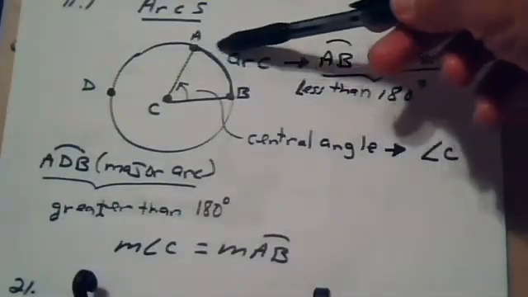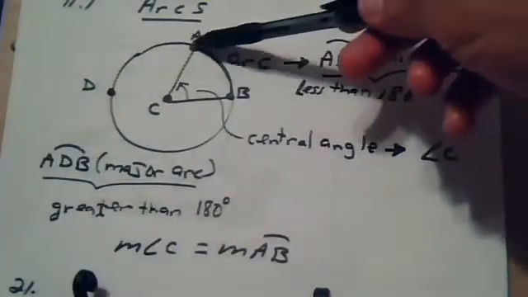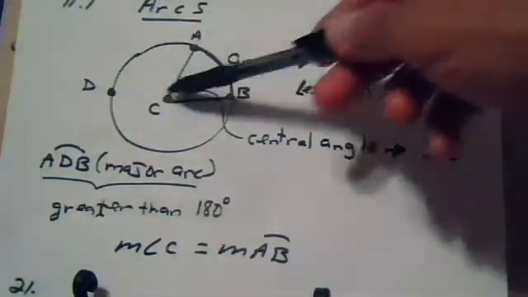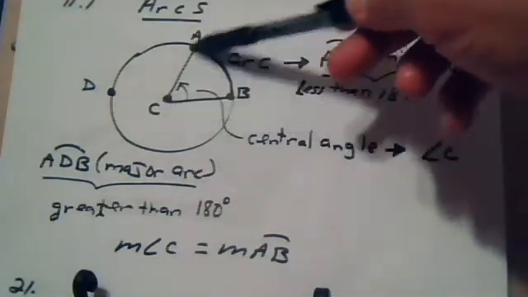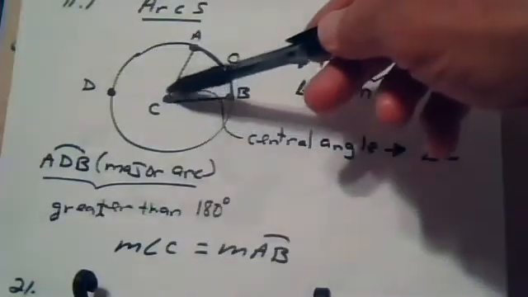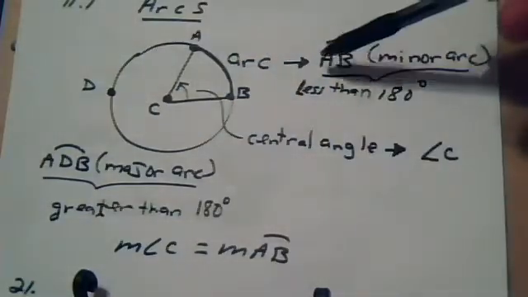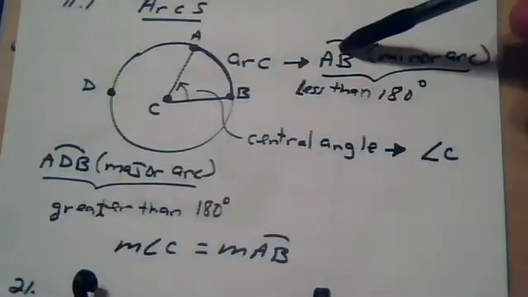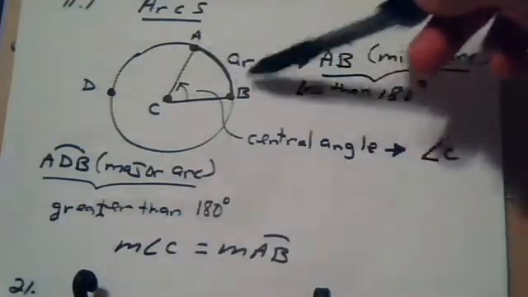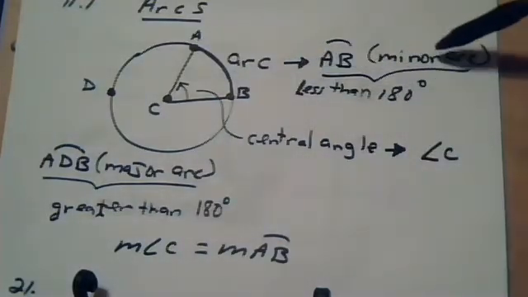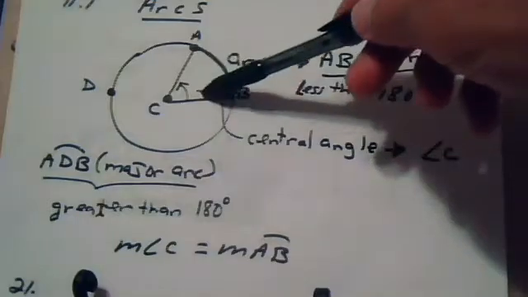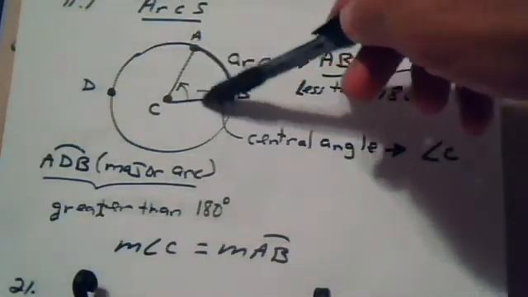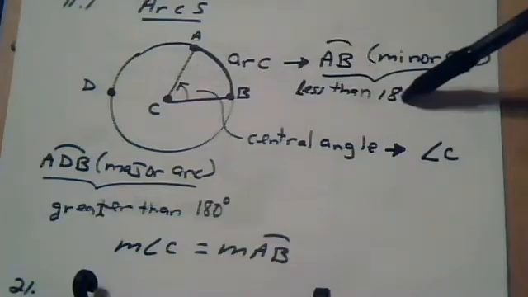Arcs are the ones you see out here. This is arc AB, and it's cut out by the sides of angle C, which is the central angle. And how do you name an arc? You draw a picture of an arc. This is arc AB. And it's a minor arc because if you were to measure its companion central angle, it's less than 180 degrees.